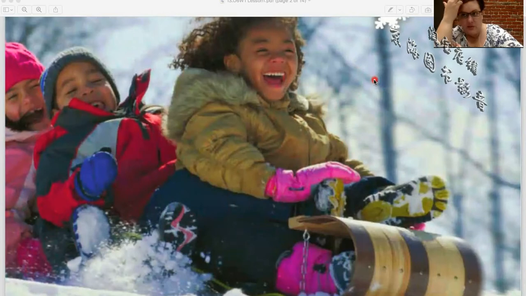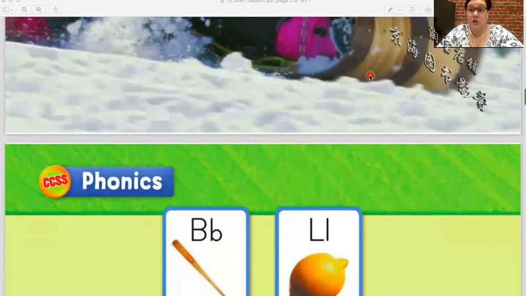In the summertime, if we had snow, we'd probably play in it because it would help us get cooler, right? Because summertime is so hot, okay? But in the wintertime, we always have snow.